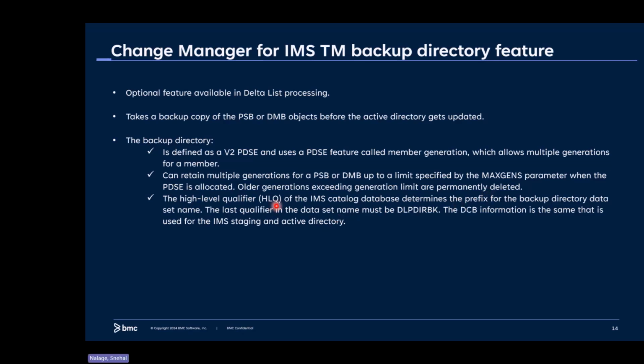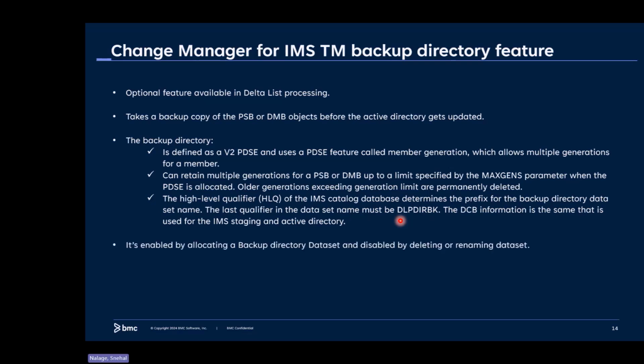When we decide the name of the backup directory, we need to follow some specific naming conventions. The high-level qualifier of the IMS catalog database determines the prefix of the backup directory dataset name. And the last qualifier in the dataset name must be DLP DIR BK. The TCB information is the same as that used for the other IMS staging and directory datasets.